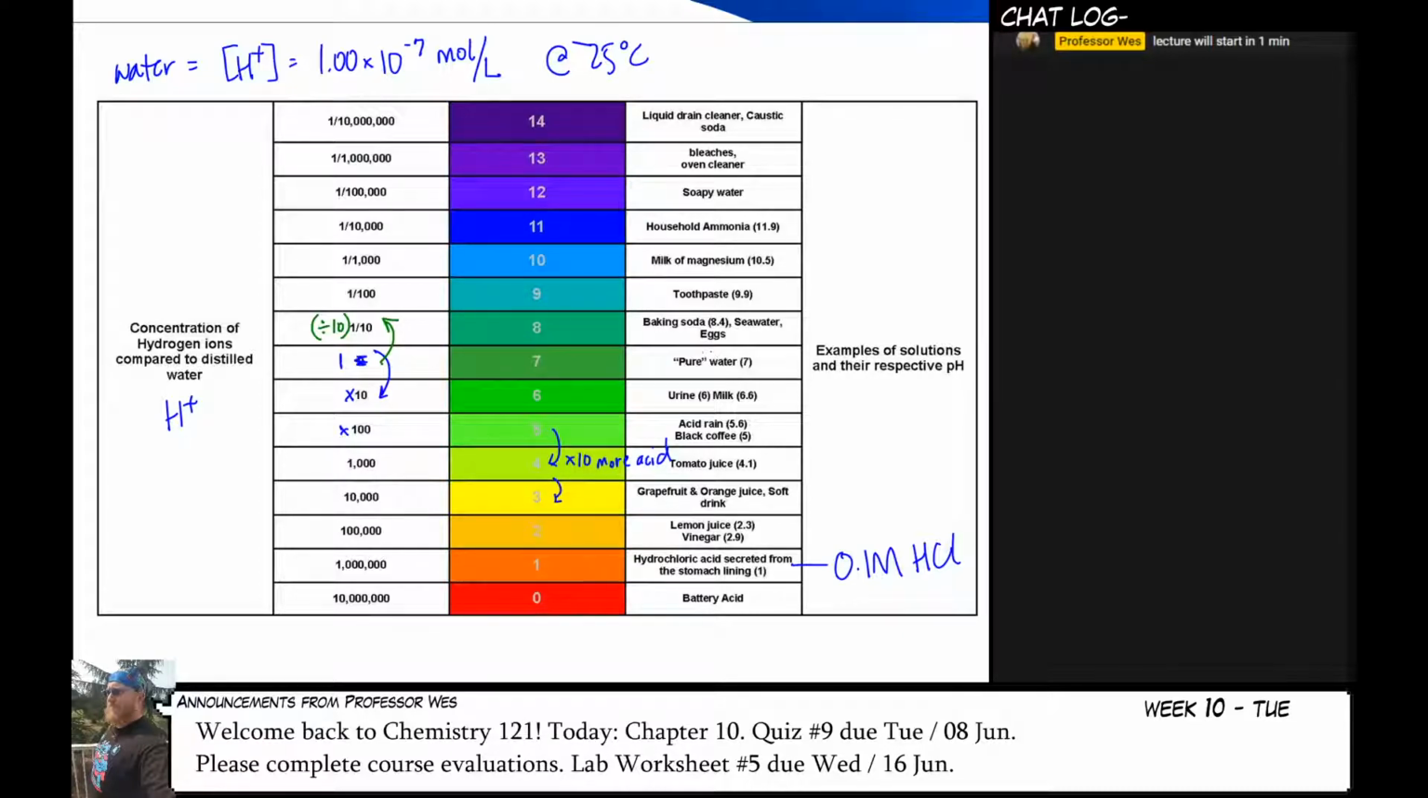And so you can look at the compounds that do that. We go from water to baking soda, seawater and eggs, to toothpaste, to milk of magnesia, to something we would no longer put in our body. We do not drink household ammonia. Soapy water, bleach, oven cleaner, and Drano. Like, that escalates pretty quickly too, right?